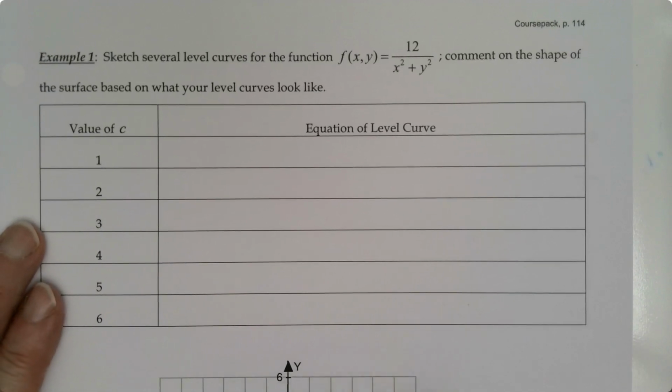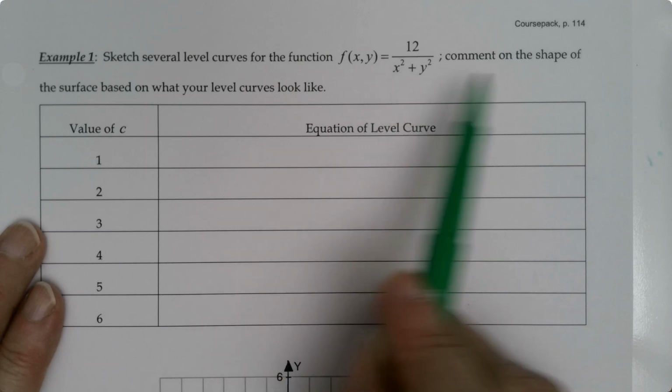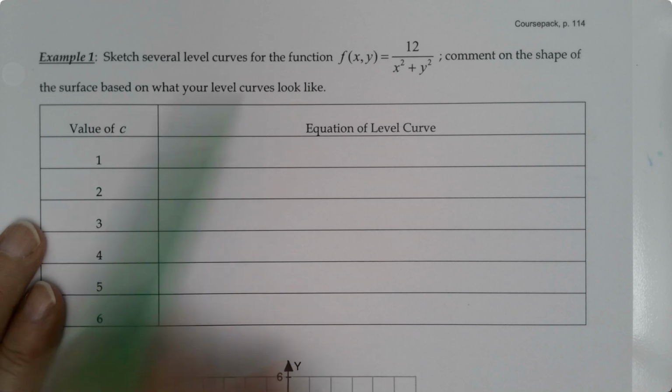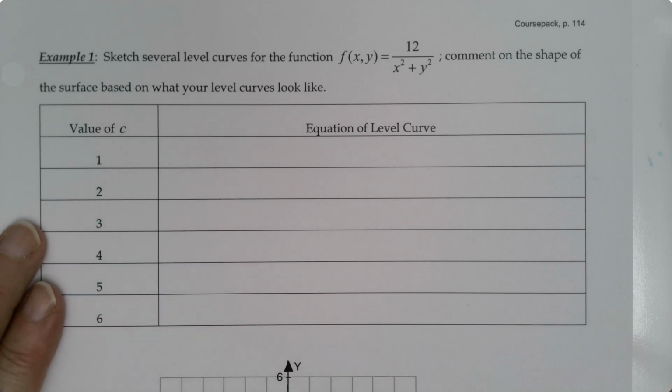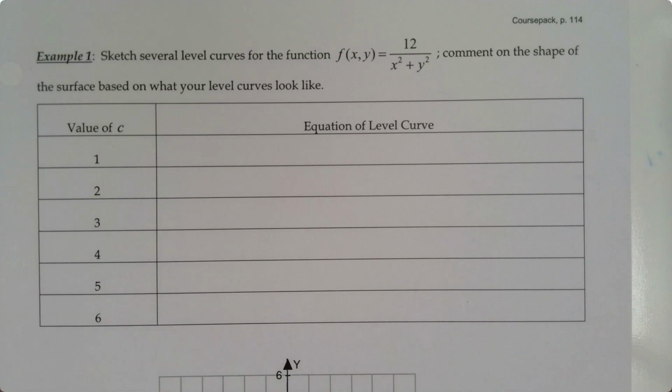All right, we are going to sketch the level curves for the function 12 over x squared plus y squared. Comment on the shape of the surface based on what your level curves look like. All right, so the first thing I'm going to do is set it equal to 1 and then solve.